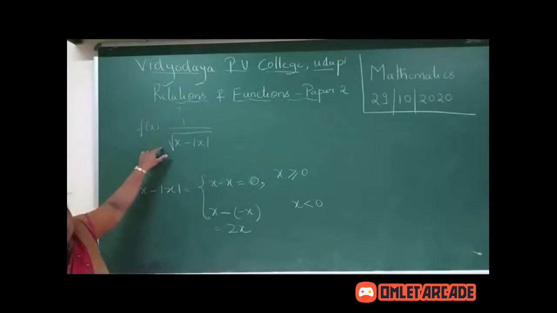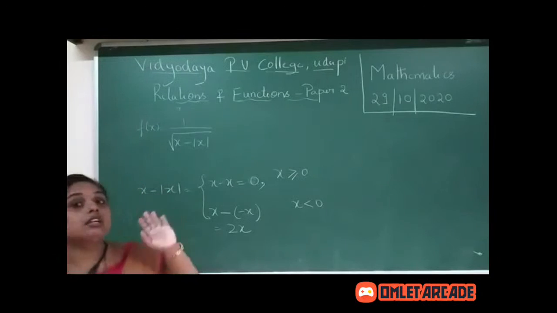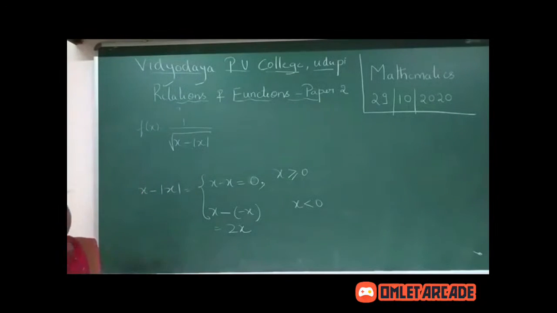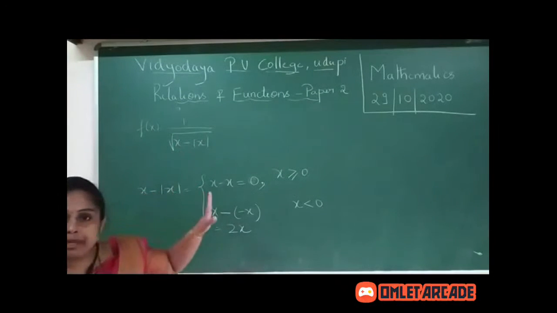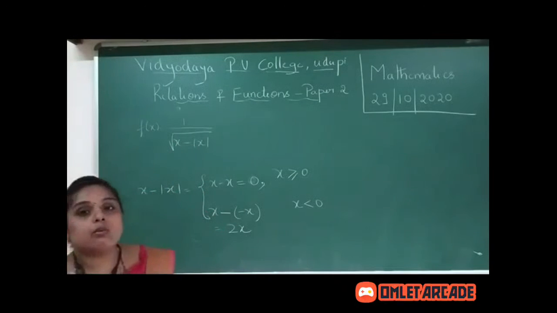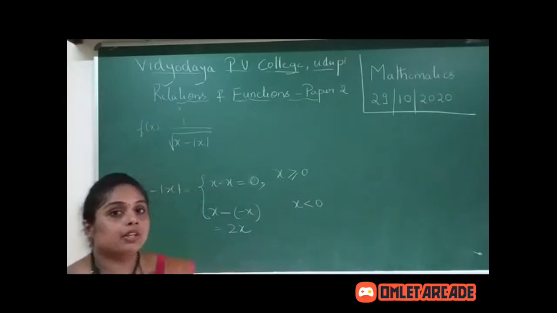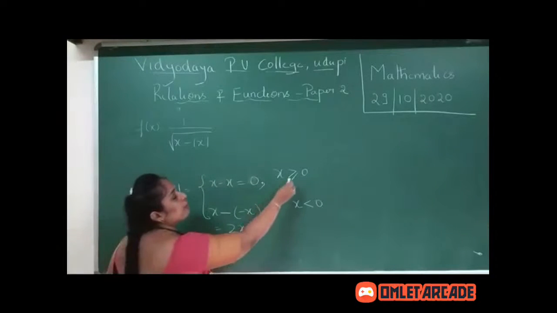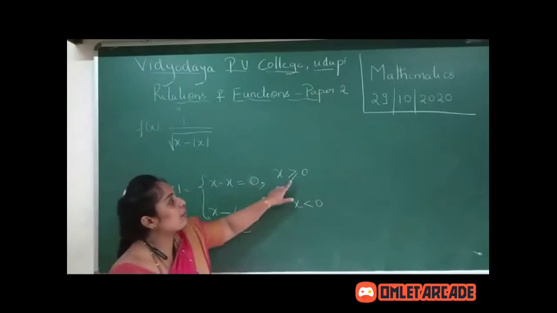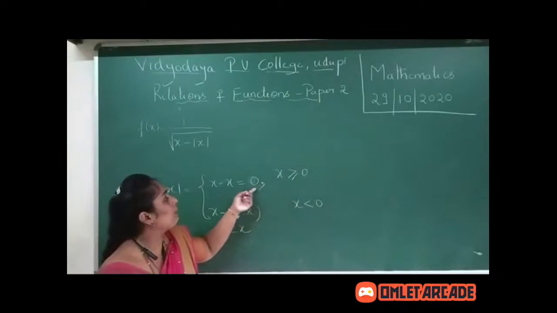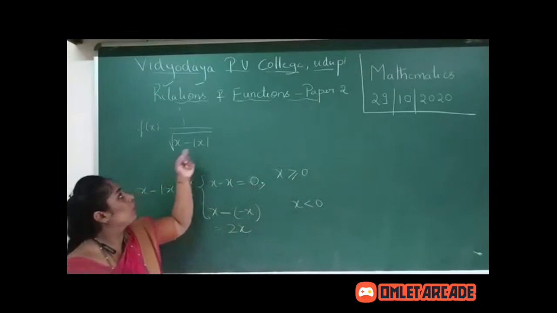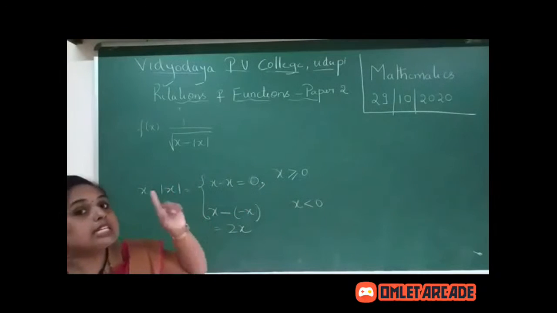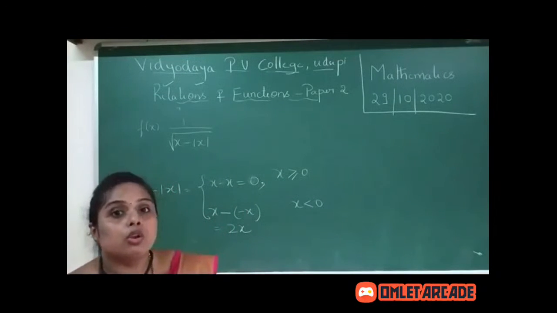But I will apply it here. Okay, the question is, what is the domain? So be very careful. 1 divided by 0 is not defined, so the denominator should not be equal to 0. And inside the square root it should not be a negative value. While you combine those two things, the denominator should not be equal to 0. So if I put 0 or greater than 0, what happens? I am getting root of 0, which is 0. 1 divided by 0, not defined.